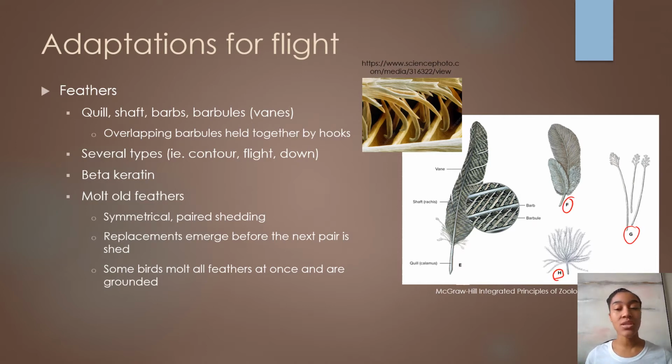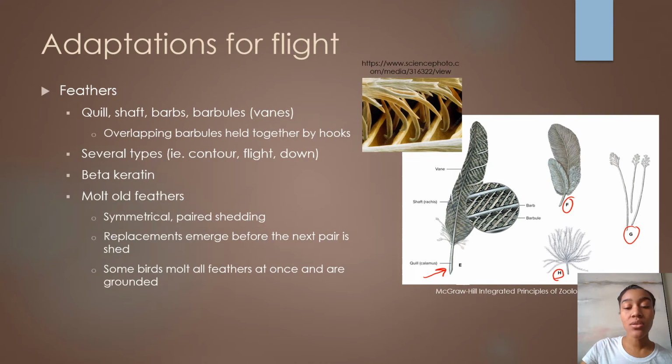Down feathers are for insulation. Some are for waterproofing. Others are for sensing their environment. However, we're going to spend most of the time talking about this feather here, which is a contour feather. And these are the ones that help facilitate flight. And so a contour feather is composed of a couple different structures.